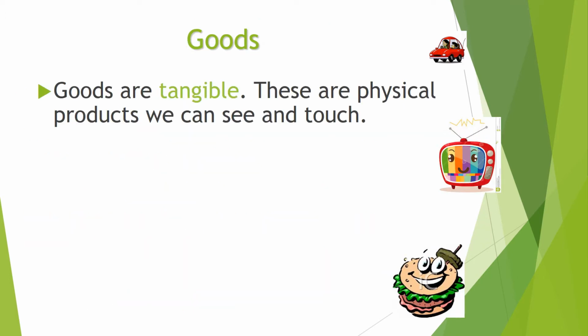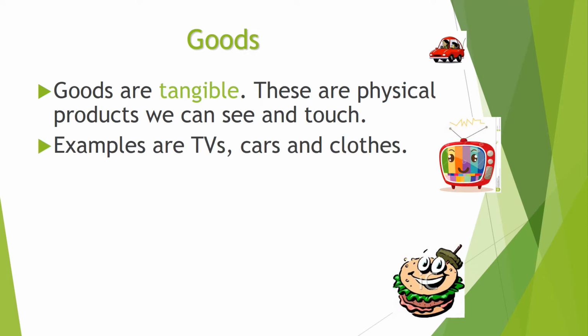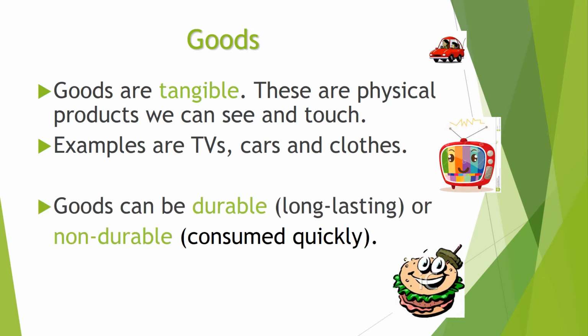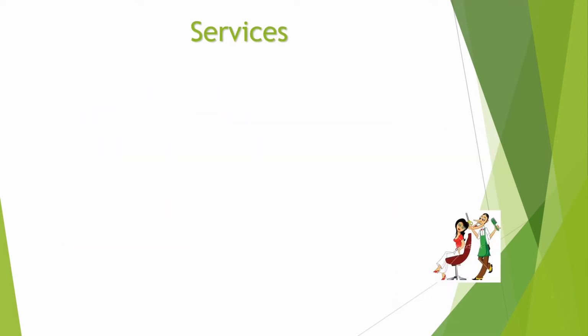Goods are tangible, and what we mean by the word tangible is that we can see and touch them. Examples of goods are TVs, cars, and clothes. Goods can be broken up into two different types. They can be durable, which means they last for some time. A product that you buy, for example a washing machine, you expect to be able to use over and over again. Or non-durable, which means they're consumed almost immediately. Once you've read a newspaper, you've read it. Once you've eaten a burger, you've had the burger. So we call these non-durable.